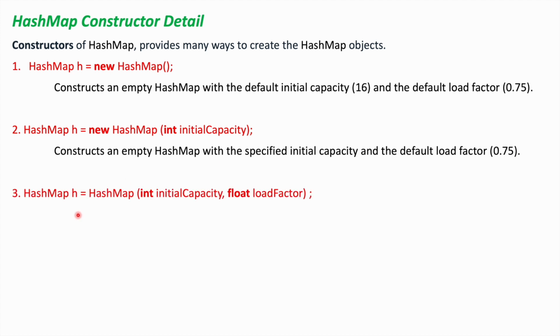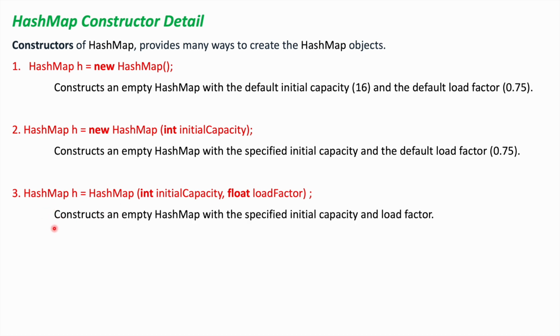The next constructor is HashMap h = new HashMap(int initialCapacity, float loadFactor). If you want to create a HashMap object by providing both the initial capacity and the load factor, we will go with this constructor. It constructs an empty HashMap with the specified initial capacity and specified load factor.